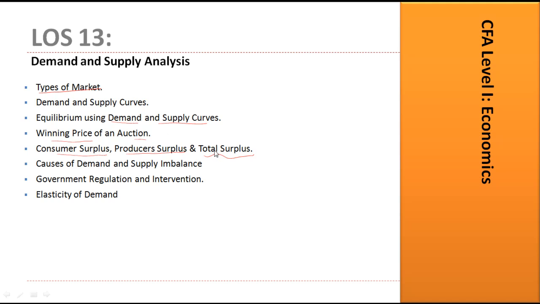curve. Then we look at the various causes of imbalances in demand and supply and the role of government regulations and interventions on market, and finally various factors that affect the elasticity of demand. Now let us start with types of market.